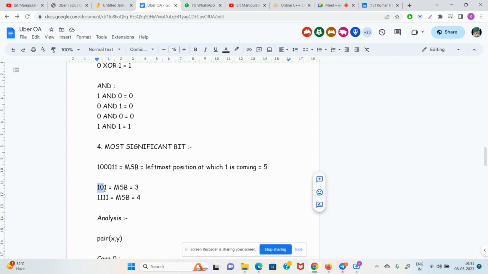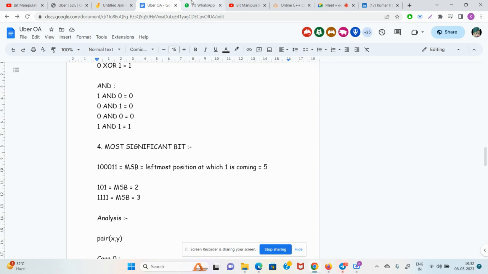What is the MSB for 101? Obviously, one is coming at the second position. So MSB for this is 2, guys. This is the zeroth position. This is the first position. This is the second position. What is the MSB for this? 0, 1, 2, 3. Guys, the MSB concept should be clear to everyone. I hope the MSB concept is clear to everyone.